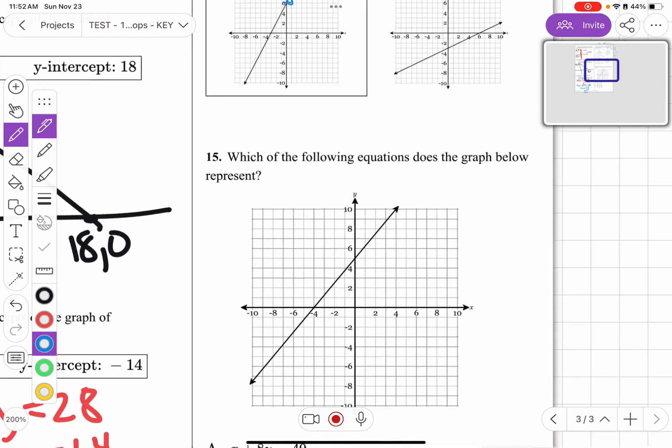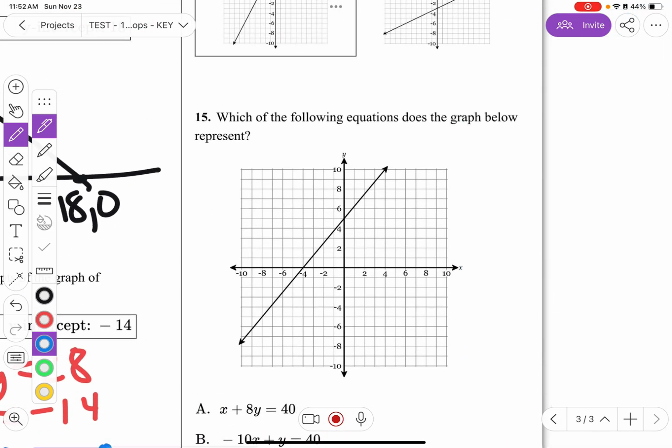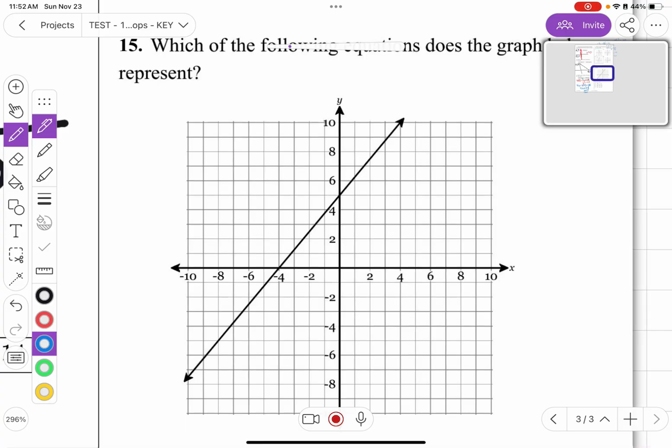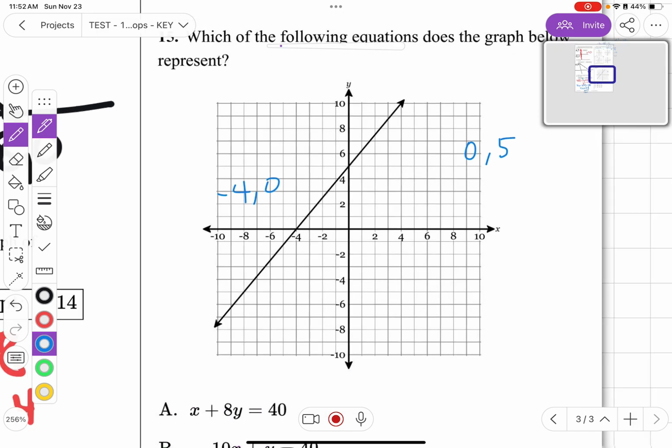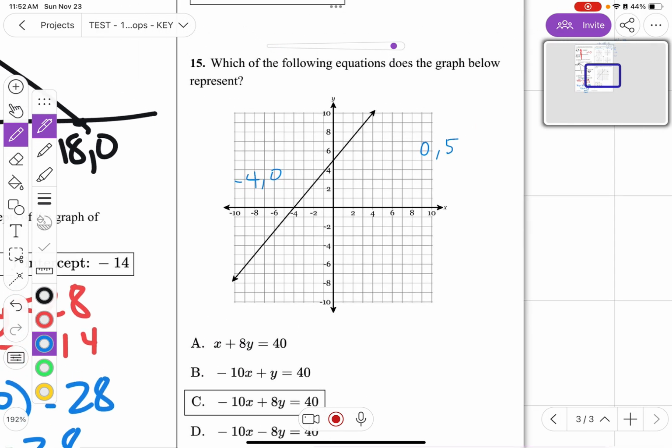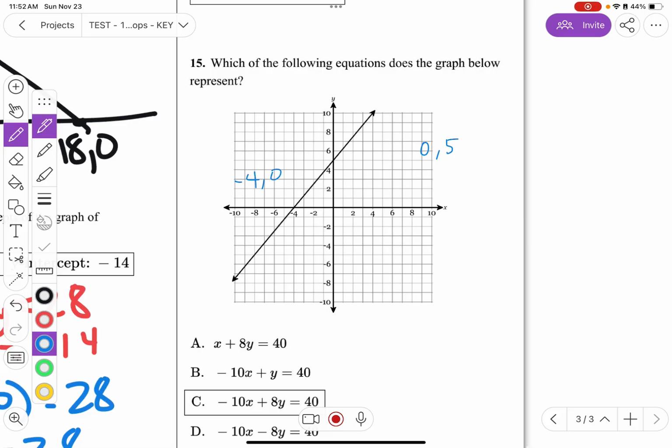And looks like our last one here. Which of the following equations has this? Okay, so we look and we say, well, this goes through 0, 5, and it goes through minus 4, 0. Okay. And so, for example, you say minus 4 plus 8 times 0 does not equal 40. So it can't be A.